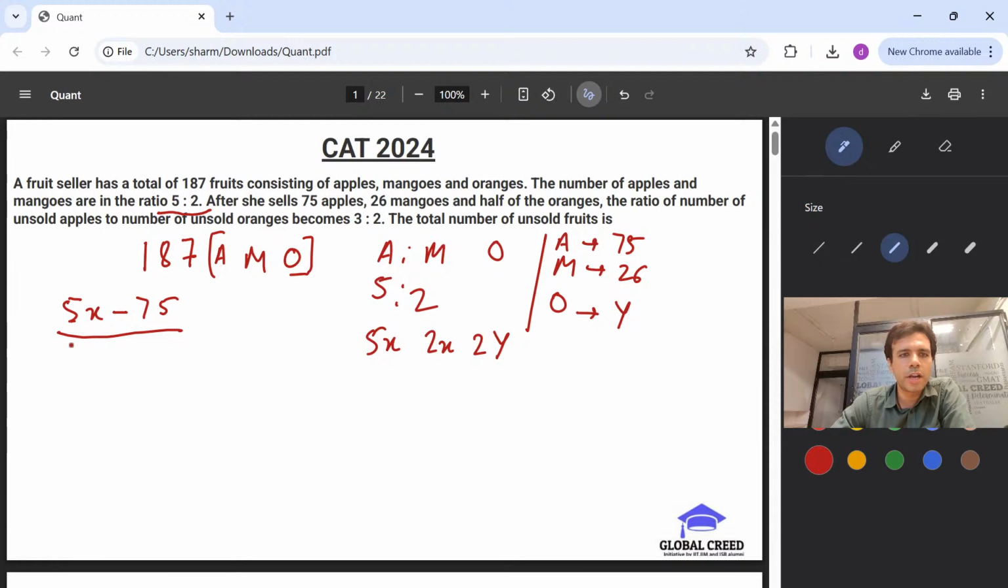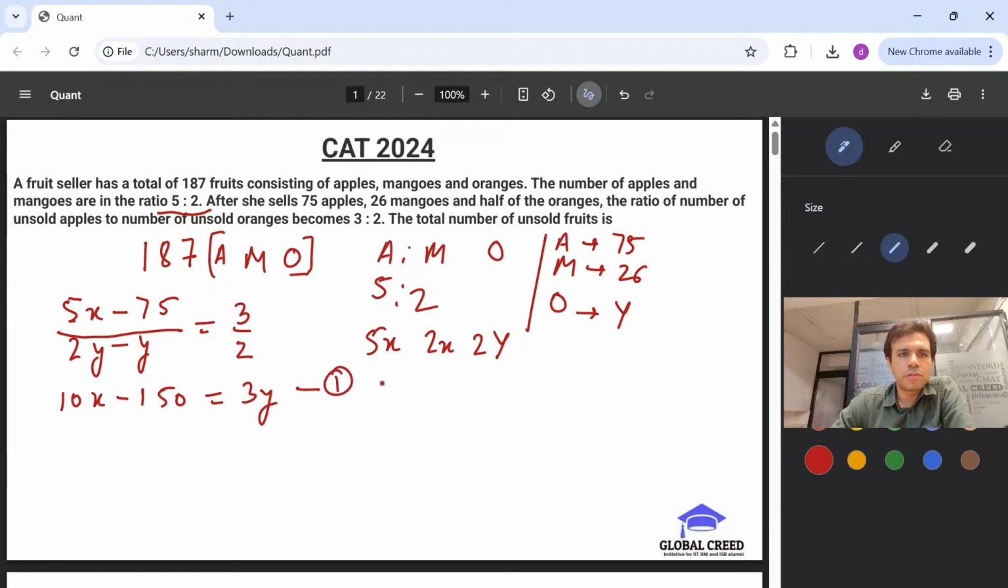So 2y minus y gives me y itself. That ratio is 3/2 given to us. If you solve this further, you will end up getting 5x, and if we multiply them, we will get 10x minus 150 is equal to 3y. That's the first equation which we have got till now.